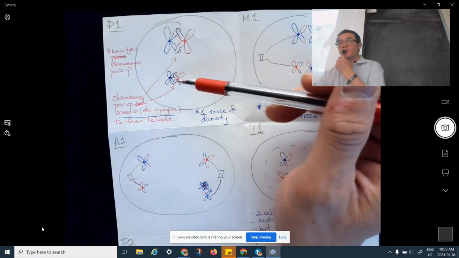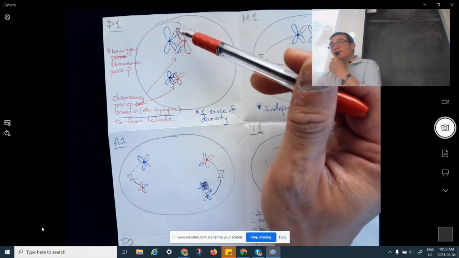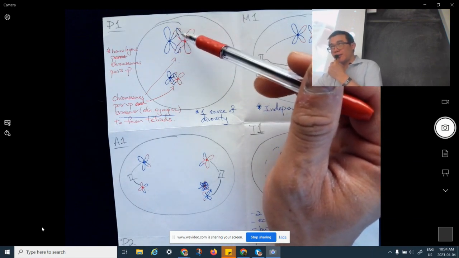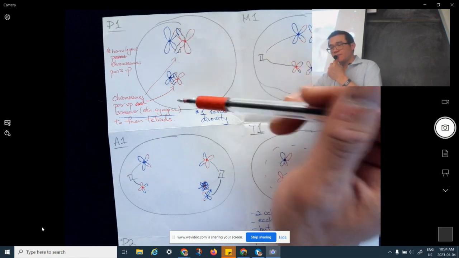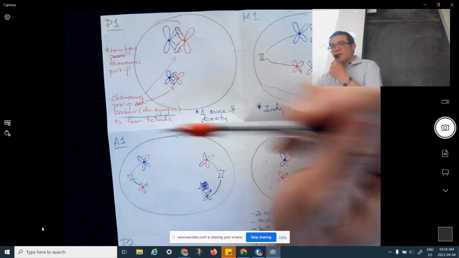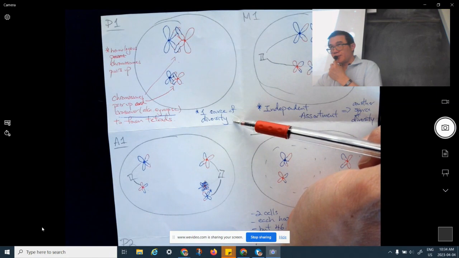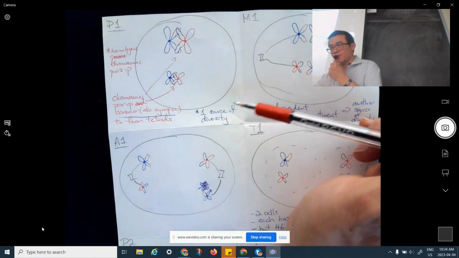Now this is where the crossover happens. A portion of the chromosome that is from dad will go onto the part that is from mom and vice versa. Okay, this crossing over is one source of genetic diversity. So you shuffle your deck once.